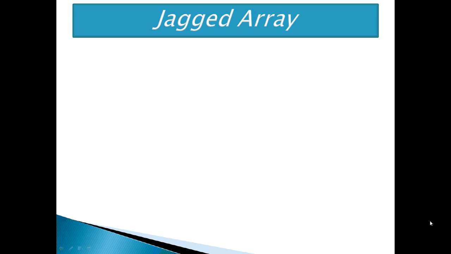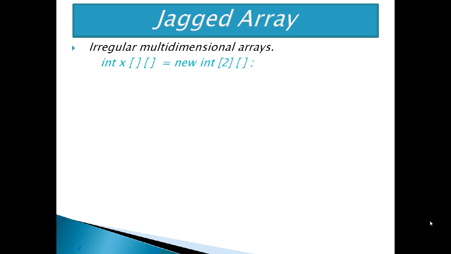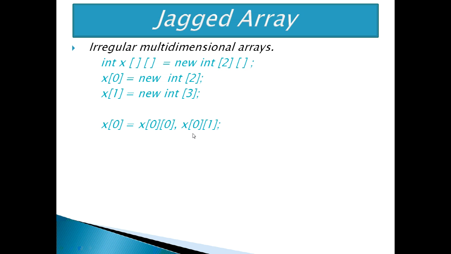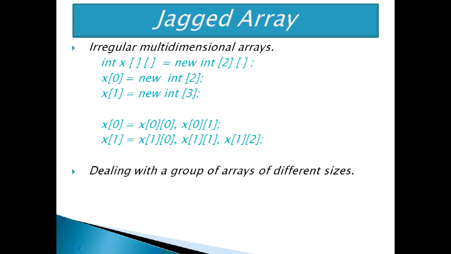Jagged array. Jagged arrays are also called irregular multi-dimensional arrays. For example, for a one-dimensional array it is like this. Here, x is a jagged array with size 2. So the elements will be x[0] and x[1], which can store two one-dimensional arrays of different sizes. The first array is represented like this, having two elements, and the second array is represented like this, having three elements. Jagged arrays are useful when dealing with a group of arrays of different sizes.